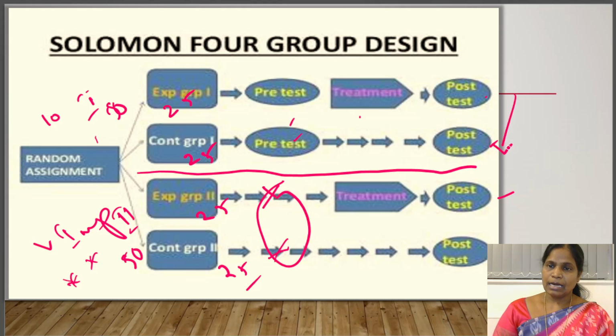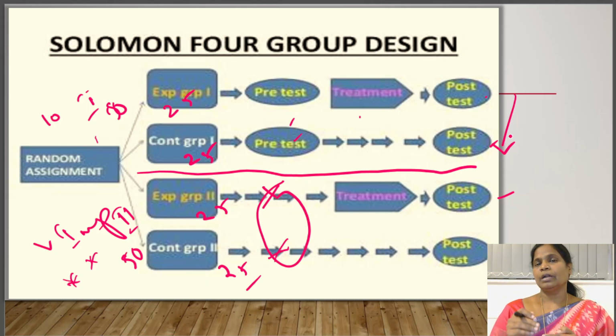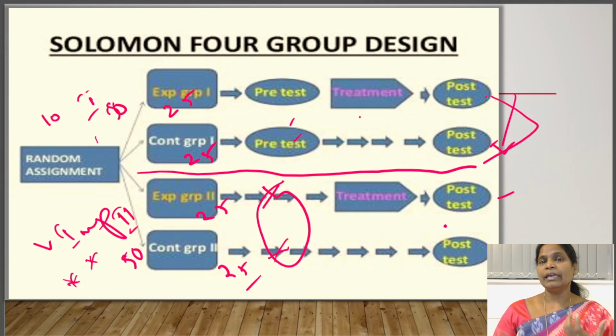And the results are compared from group 1 to group 2. Results are compared with experimental group and control group 1 as well as with experimental group 2 and control group 2. So when we do this Solomon 4 group research design, it provides a strong base. In nursing, we use this, where we can show that our results are reliable. They have validity. So these are the 3 important research designs.